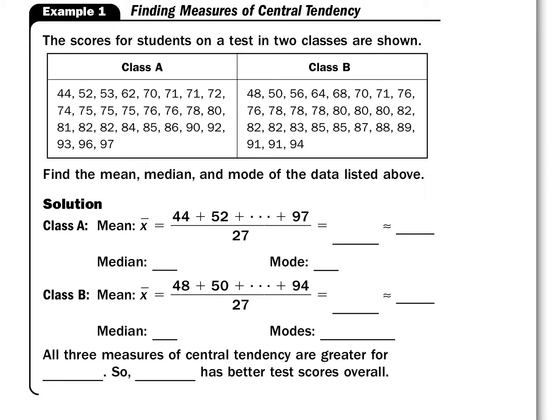Okay, lesson 7.7, part 1. We're finding measures of central tendency. So we're talking about mean, median, and mode. We need to remember that mean is the average, the total of all of a set of data divided by the number of data points. Median is the middle number, and mode is the most frequently occurring number.